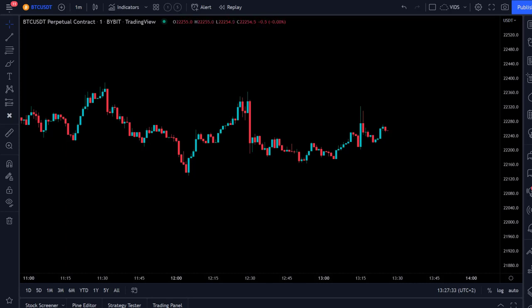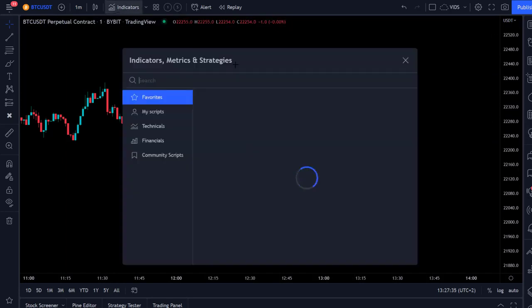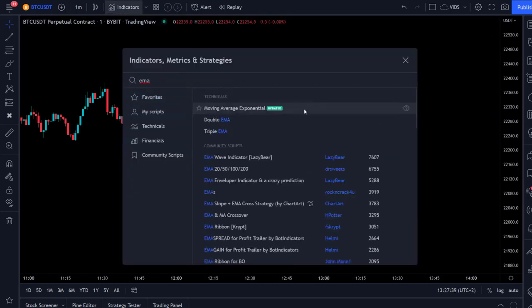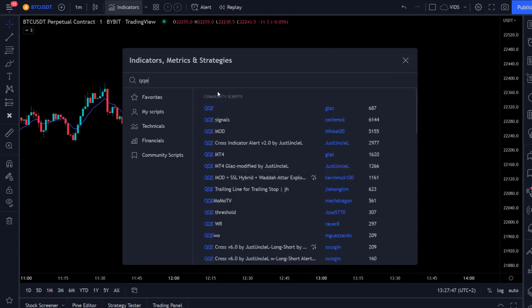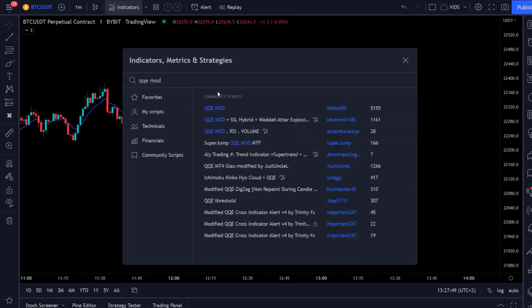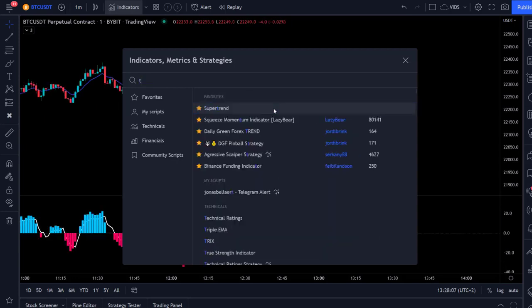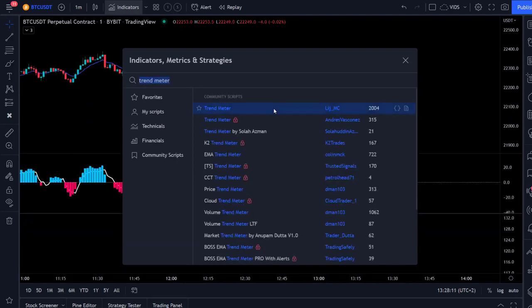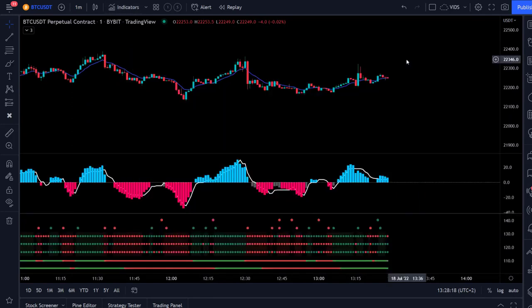Okay, for this strategy, we'll use 5 indicators. Go to the indicator section on TradingView and enter EMA. This is the exponential moving average. Click this 3 times since we want this indicator to be on our price 3 times. Next, look for the QQE mod indicator and click it once. Finally, we use the trend meter indicator. This one is also clicked once. If you've followed the steps, your screen should now look like this.